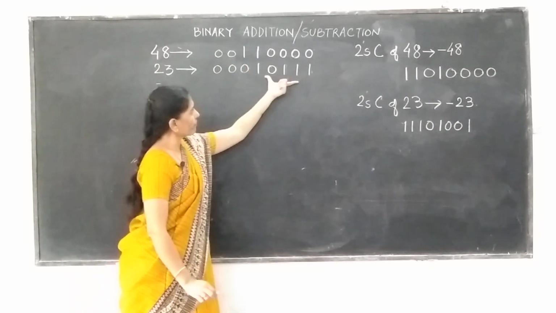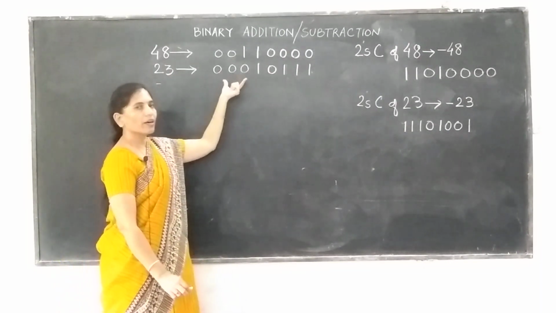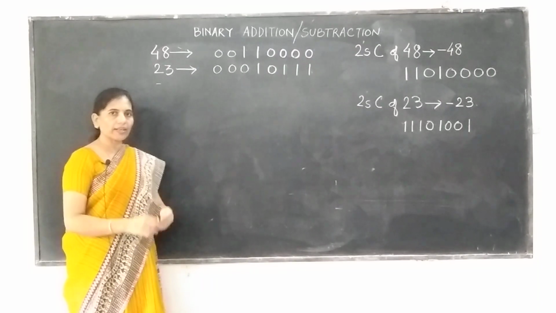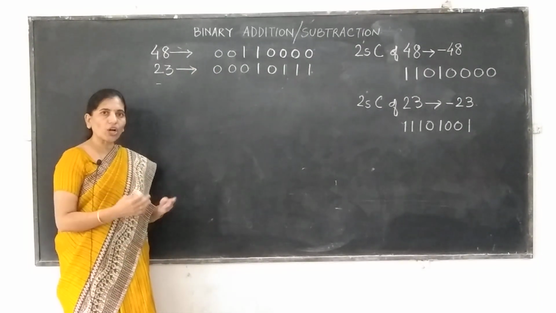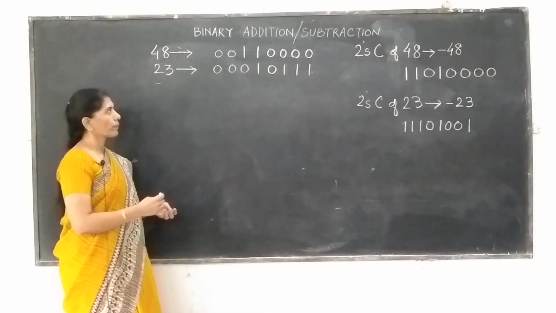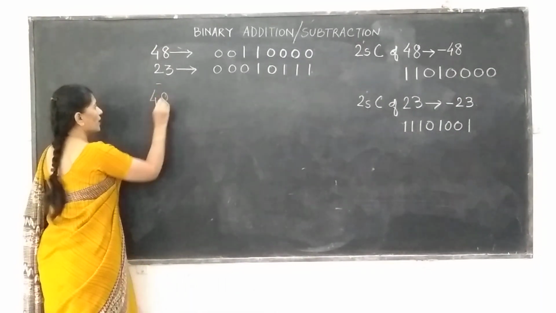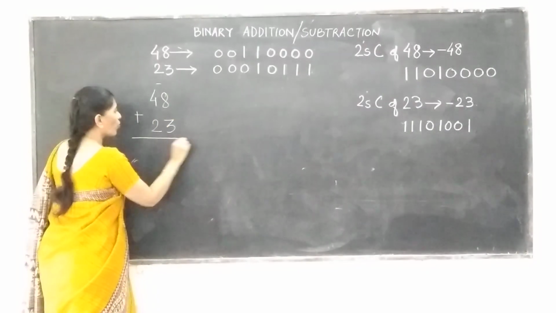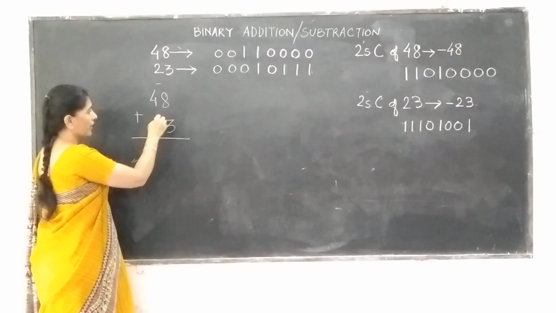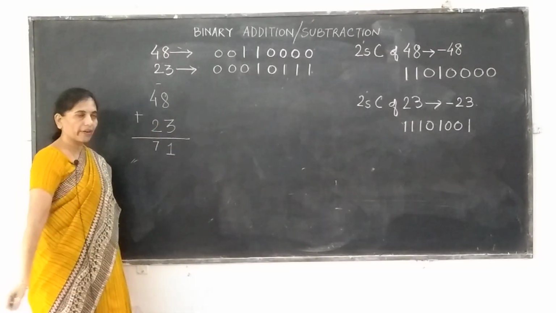So the lower 5 bits are the actual bits which are required, but we have padded them with 0, 0, 0, and essentially padding with zeros in the higher position does not make a difference to the value of the number. So let us do the first operation, that is 48 plus 23. That means we are taking both positive numbers and we are adding them. So we are expecting this addition to be 71.